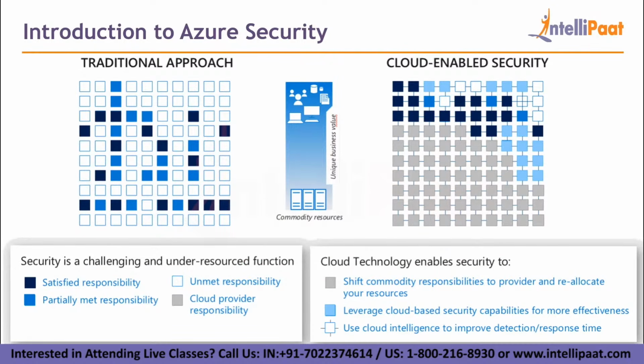So the thing is, in a traditional method, security is always challenging because you'll have to set up every single aspect and monitor everything. But when it is cloud enabled, some of the responsibility is given to the cloud provider. So now looking at the traditional approach, you can see over here, this is just an example: satisfied responsibility, partially met, unmet, and cloud provider responsibility. So here it's a traditional approach. The cloud provider does not have any responsibility. It is completely the company's or the customer's responsibility.